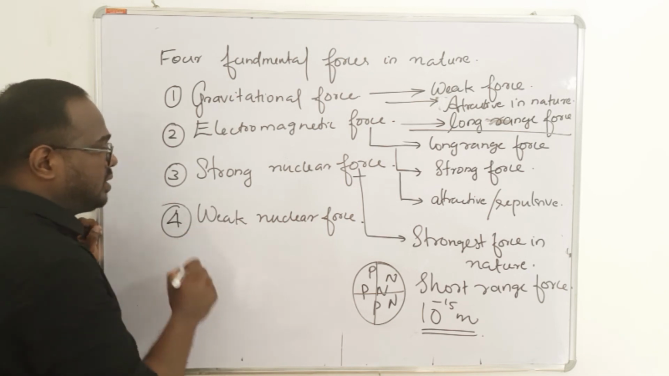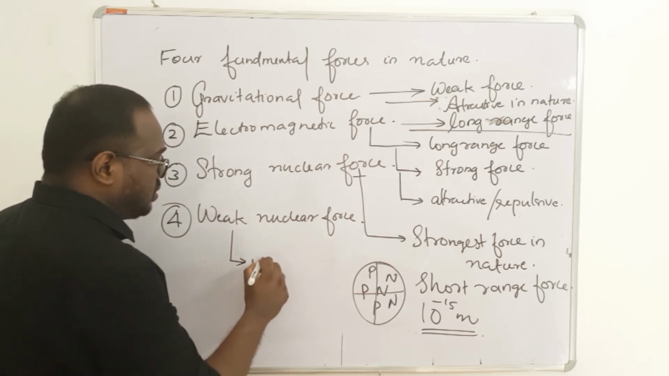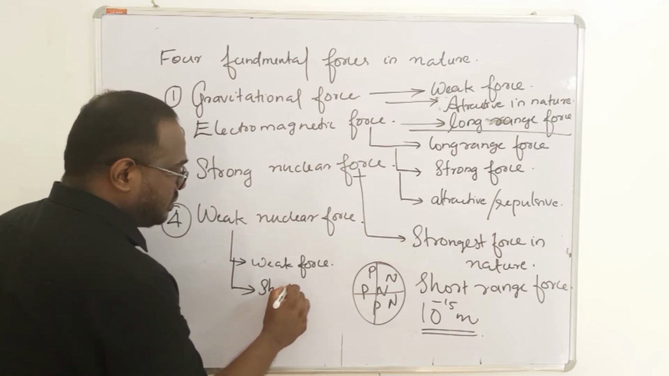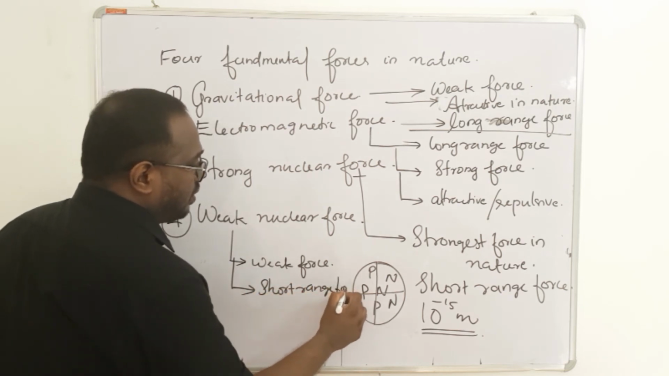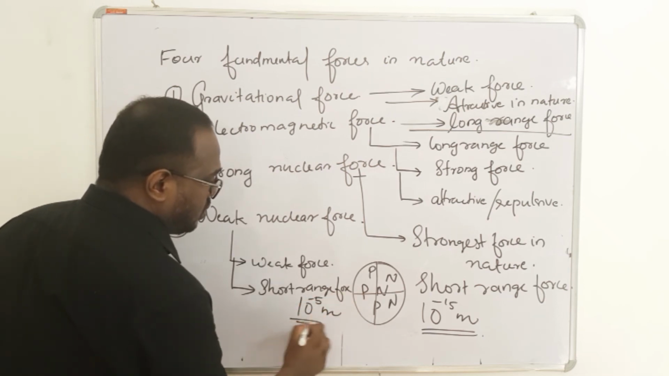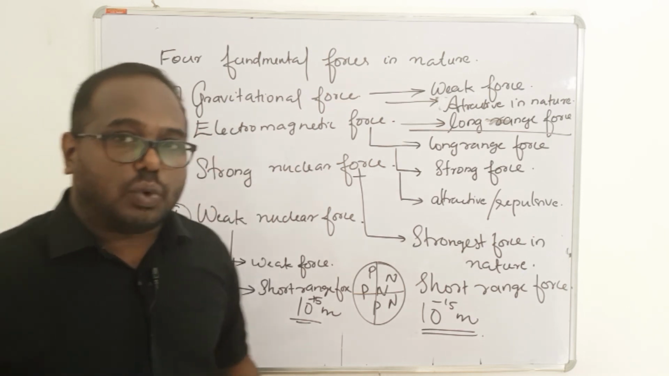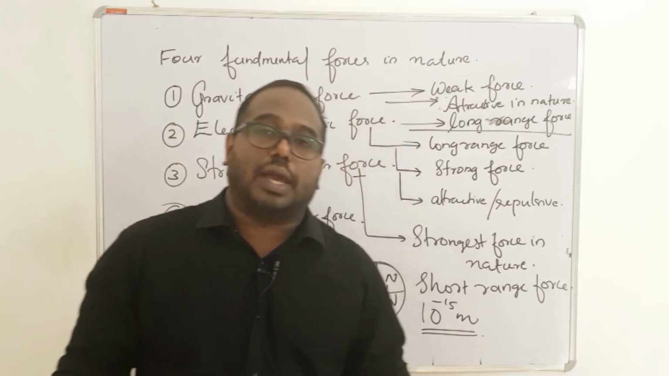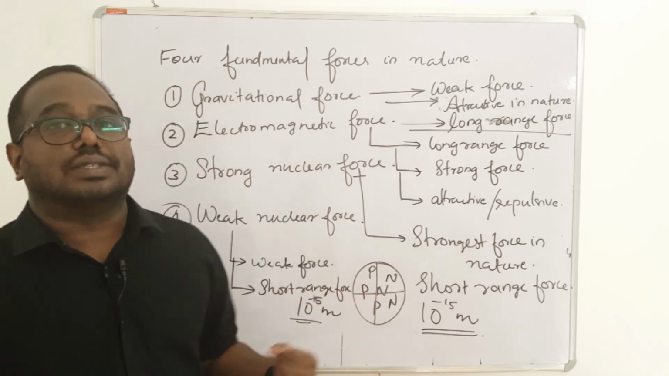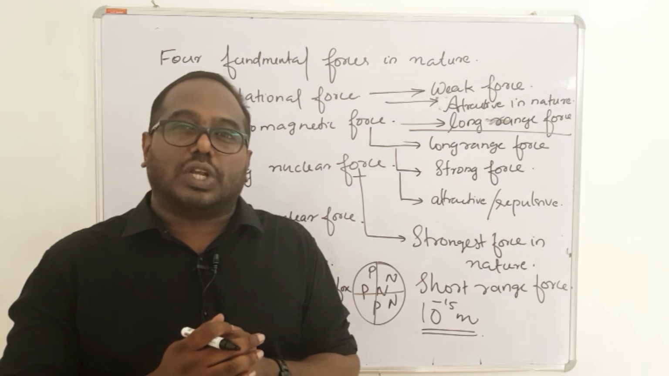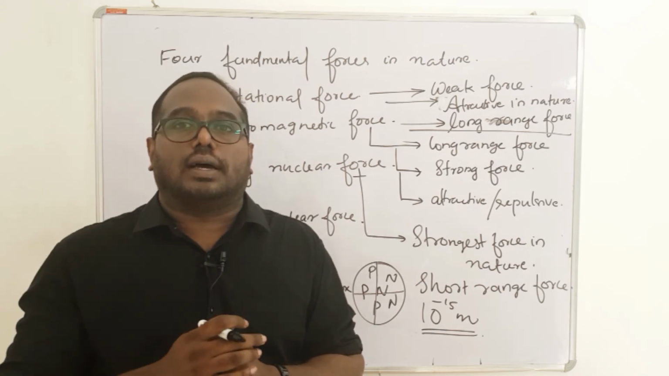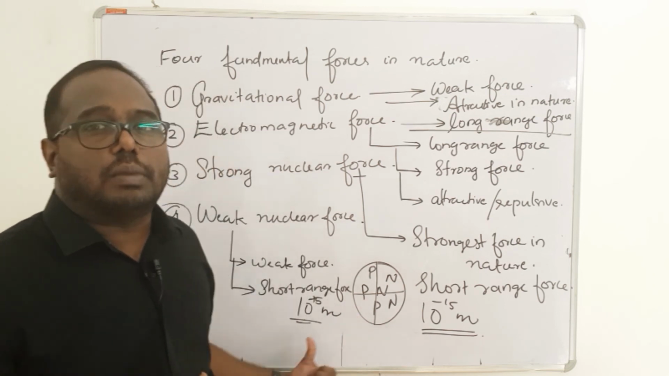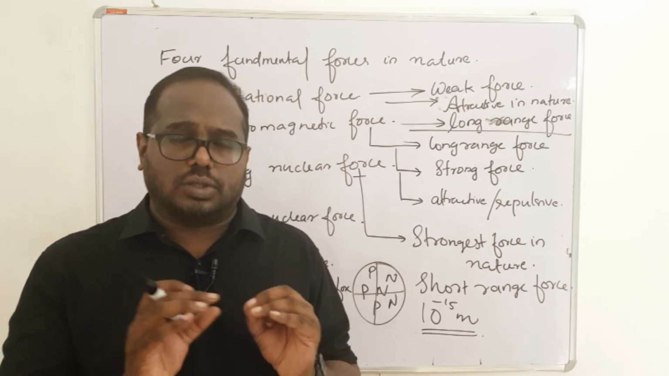So the final force is weak nuclear force. This is a weak force. Then short range force, of the order of 10 raised to minus 15 meter. This is also 10 raised to minus 15 meter. And this force you can experience in radioactive emission. This is the interaction of neutrinos and antineutrinos with the beta radiation. This force is a quantum level force. You don't need to study much about this force. This is also short range force and weak force.